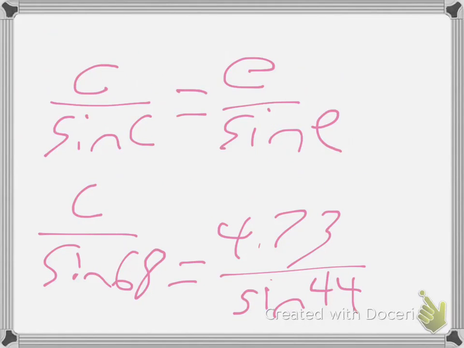So now we use the sine law to figure out the answer for one of the sides. We have c over sine C equals e over sine E, and the numbers will be c over sine 68 equals 4.73 over sine of 44.